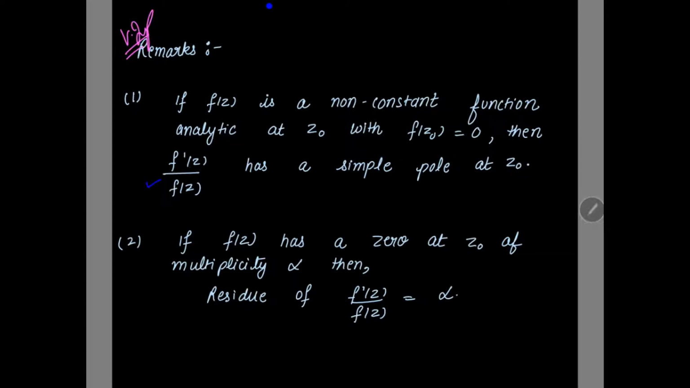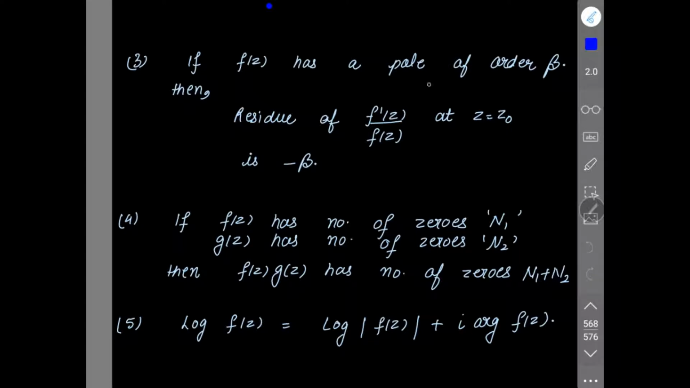Second, if f(z) has a zero at z0 of multiplicity alpha, then we know that the residue of f'(z)/f(z) is equal to the same, that is alpha. So when we talk about the multiplicity, we are having the same number as the residue, that is alpha. And if we are talking about the order of the pole, then the residue will be the negative of that number. Let's see the third remark. If f(z) has a pole of order beta, then the residue of f'(z)/f(z) at z equal to z0 is minus beta. That means the negative of the order number.